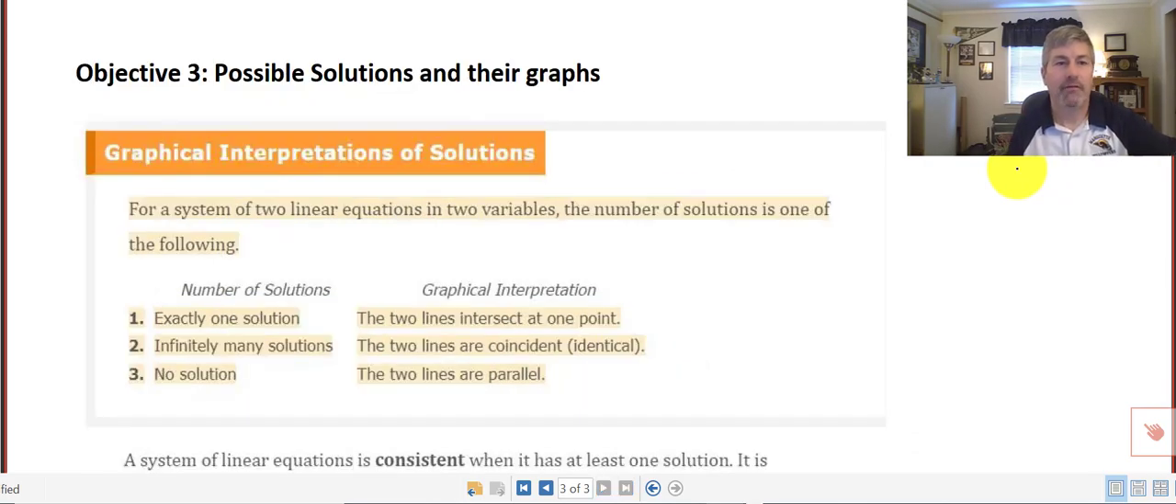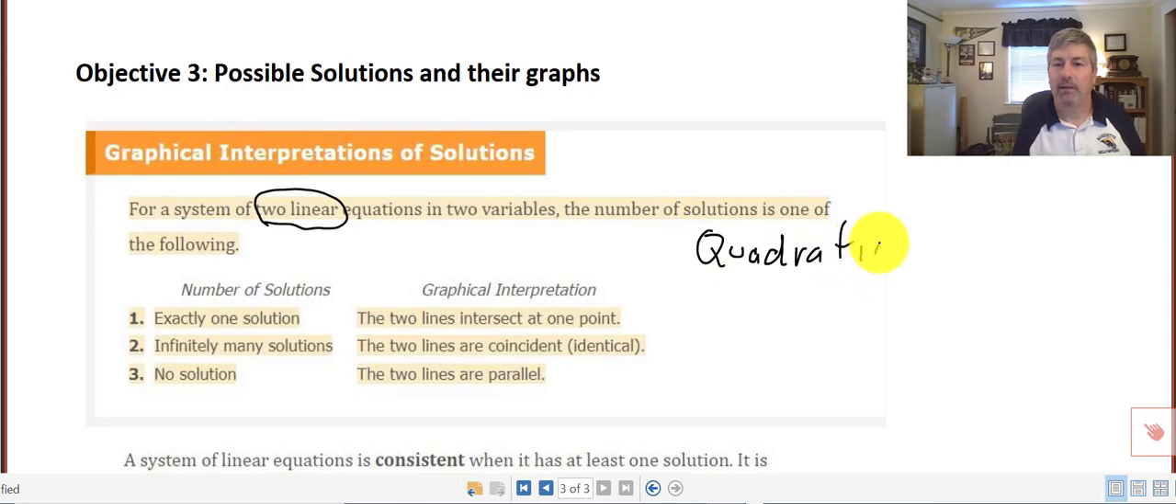And then finally, there are possible solutions and their graphs. Now this is the information for solving two linear equations. We didn't have linear equations. We had one linear and one quadratic in our sample. So I'll just highlight the possibilities for a quadratic as well.